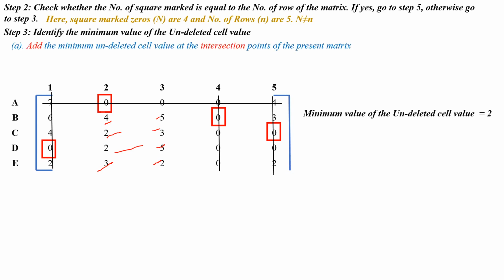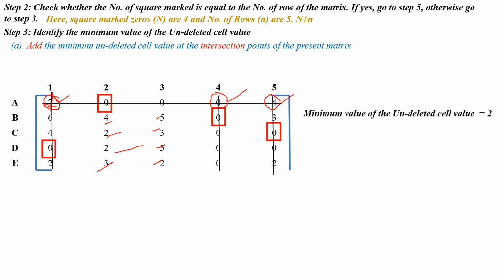Then we have to add this minimum undeleted cell value at the intersection points of the present matrix. Intersection points are the cells through which both the horizontal as well as the vertical lines pass. So in the cost matrix we observe that the cell values 7, 0 and 4 are passing the horizontal line as well as the vertical line. So these values we call the intersection points.